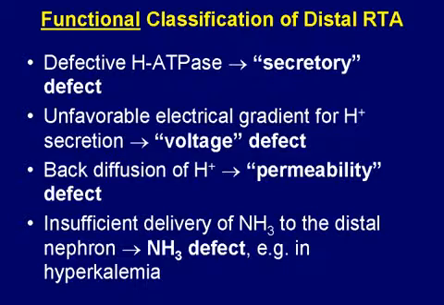Remember that the proton secretion is electrogenic, so you want to have that lumen negative potential difference just as you need that for potassium secretion. This rare cause of back diffusion of protons, which is really just seen in amphotericin toxicity. And again, this issue of insufficient delivery of ammonia to the distal nephron, and that's what you see in hyperkalemia, where just bringing the potassium down can actually increase the serum bicarbonate somewhat.